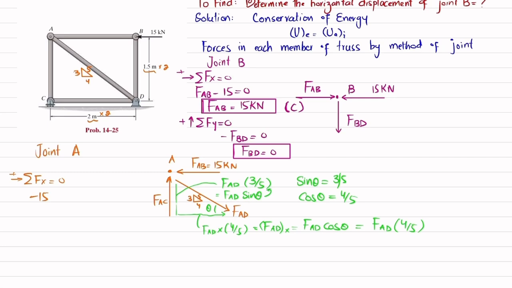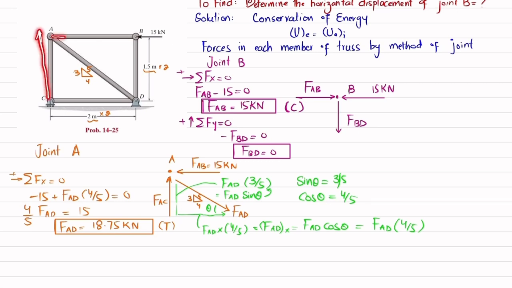Now you can apply the equation of equilibrium. So this plus FAD 4 over 5 is equal to 0. From here, FAD into 4 over 5 is equal to 15, so FAD will be equal to 18.75 kilonewton. Okay, this FAD will be in tension. Why? Because you can see due to this load, there will be elongation in FAD. So this FAD will be in tension.